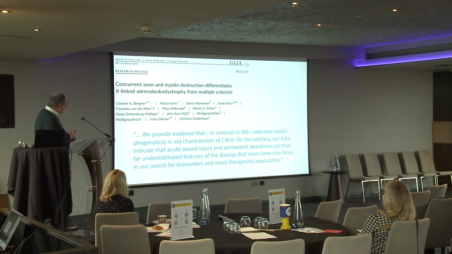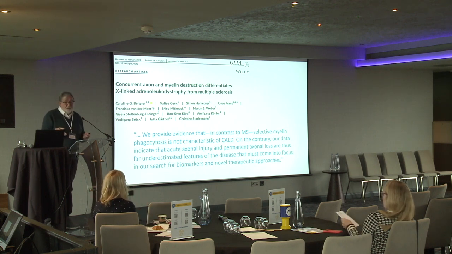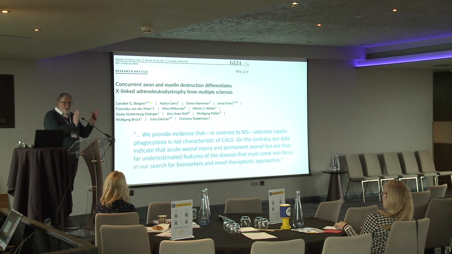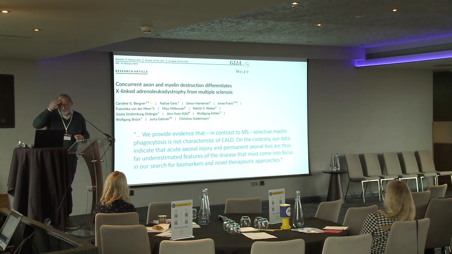We come up with a conclusion in this paper that acute axonal injury and permanent axonal loss, brain cell loss, is an underestimated feature of this disease that must come into our focus in our research for biomarkers and novel therapy approaches. It will probably change our view on how we approach this disease therapeutically.